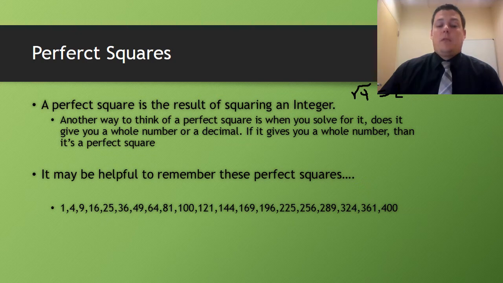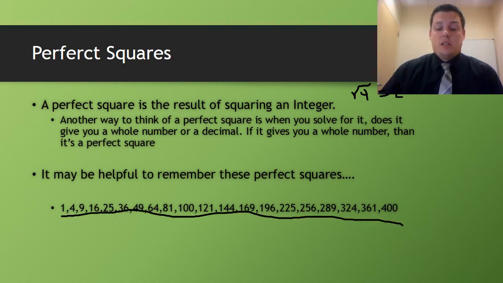So it may be helpful to remember these perfect squares: 1, 4, 9, 16, 25, 36. Does anybody see the pattern there? Hopefully you do. If I take the square root of these numbers, I'm going to get 1, 2, 3, 4, 5. So a perfect square is a result of squaring an integer.